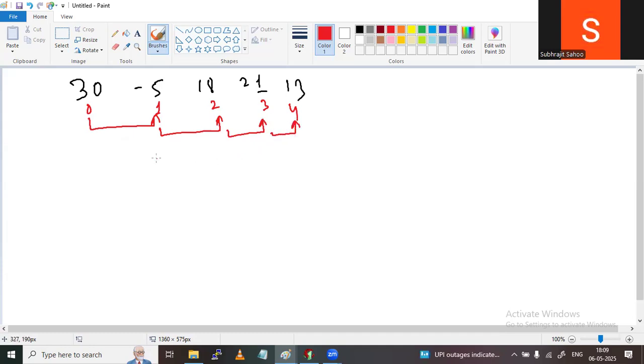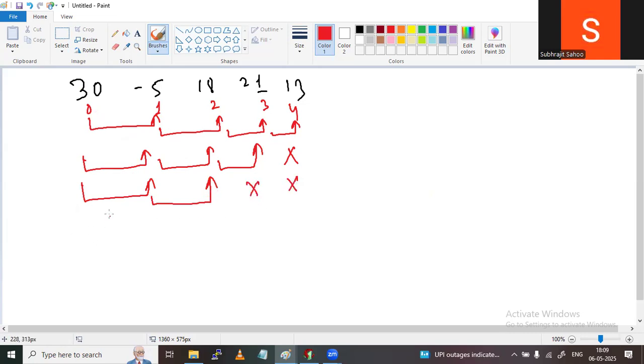In the second attempt, I checked again 0 with 1, 1 with 2, 2 with 3, and 3 with 4 I cancelled, right? In the third attempt, I checked 0 index number with 1 index number, 1 with 2. Again, this 2 I cancelled. In the fourth attempt, I checked this with this. Then this one cancelled, this one cancelled, this one cancelled. Finally, I got the answer.